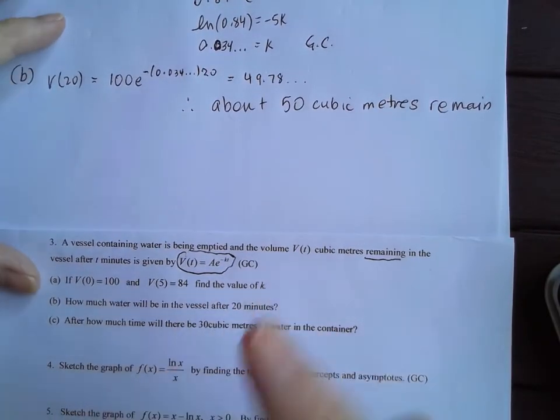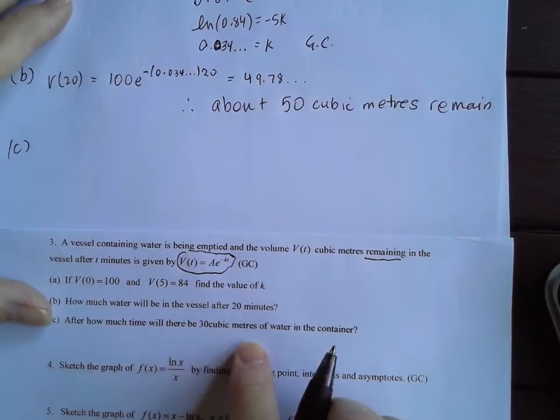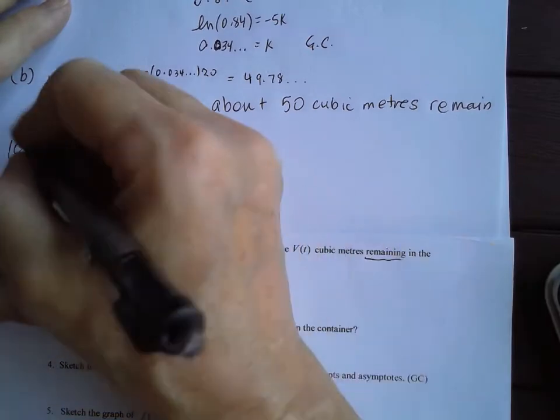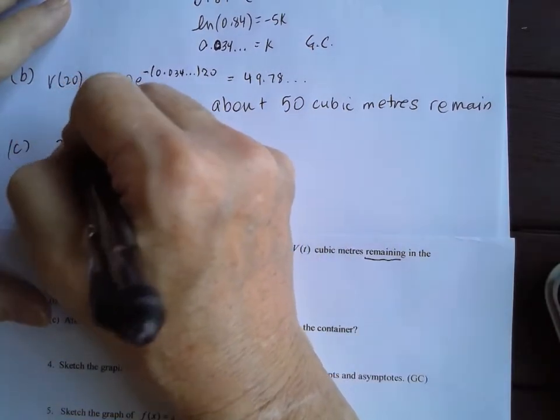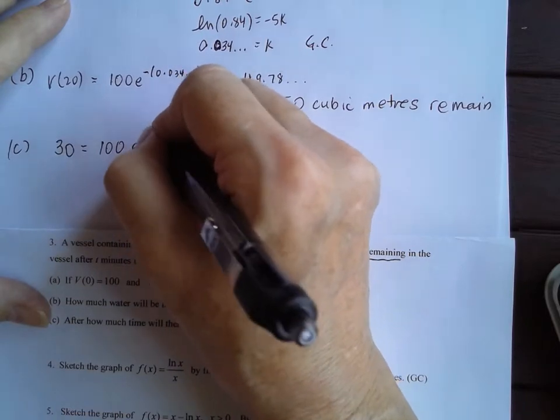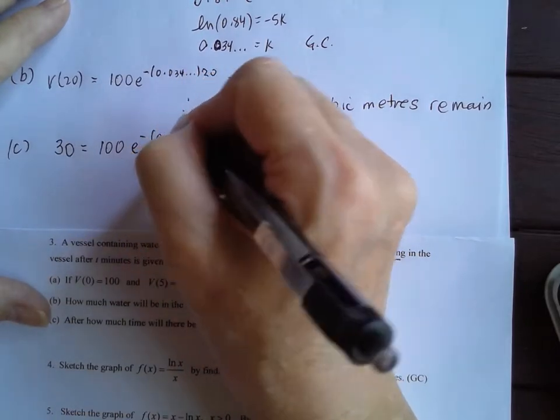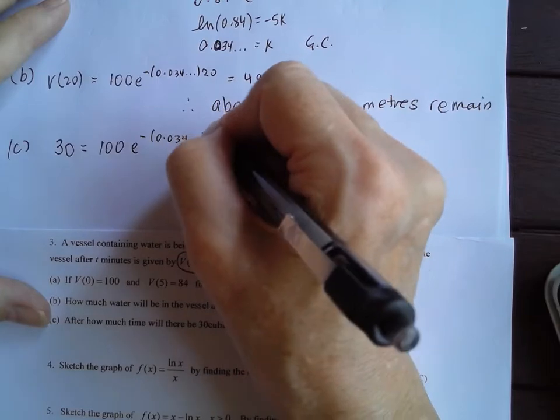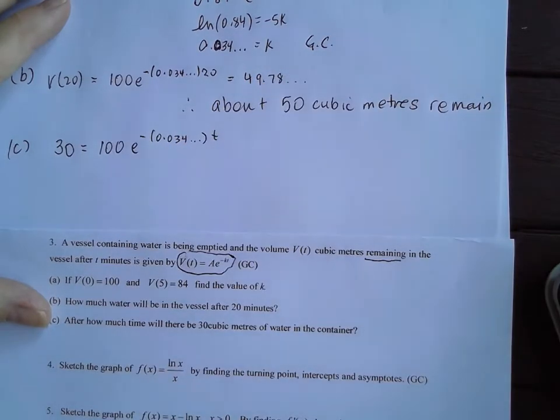All right, and then part C says, after how much time will there be 30 cubic meters of water in the container? So now is when my volume is going to be 30. I still know my 100. I know my e to the, I know my k. That's my constant of proportionality, so it stays the same. But I don't know what t is. So this is the harder one of the problems.